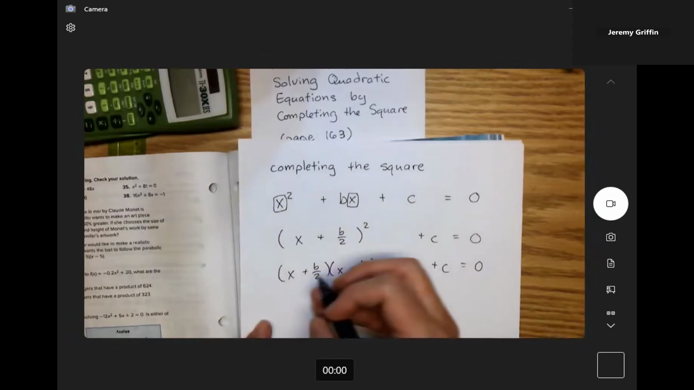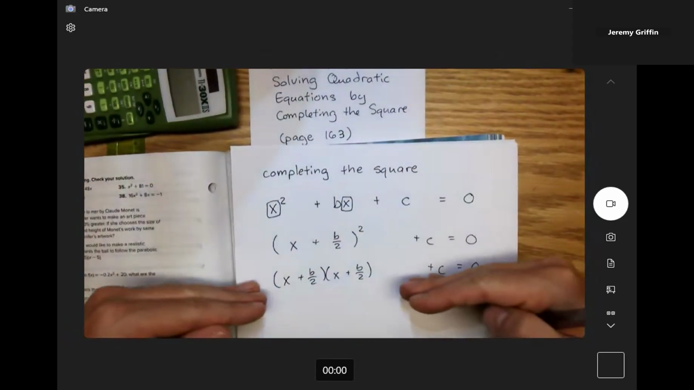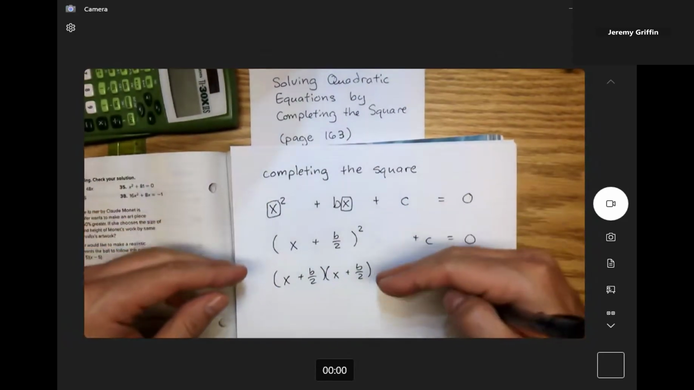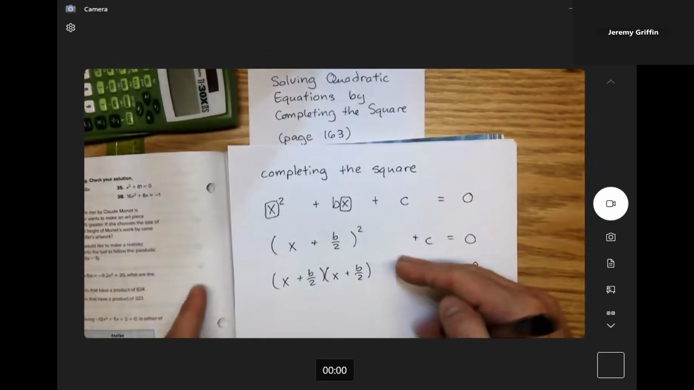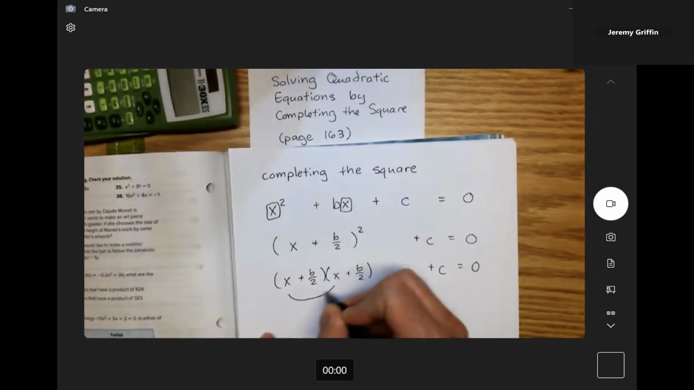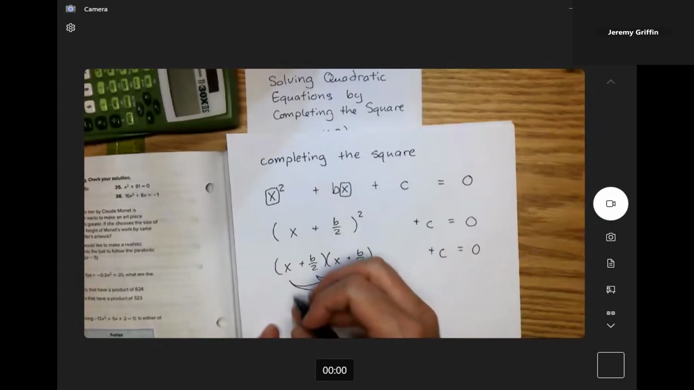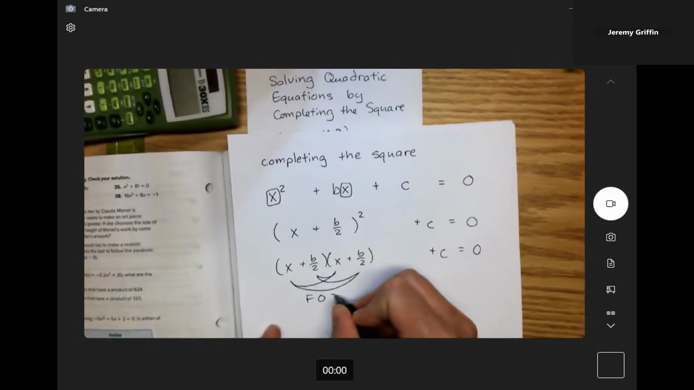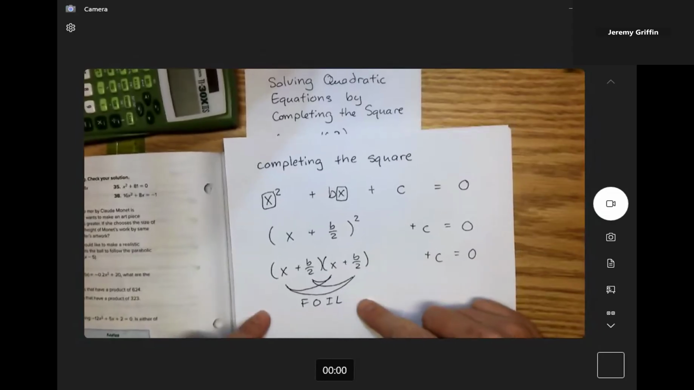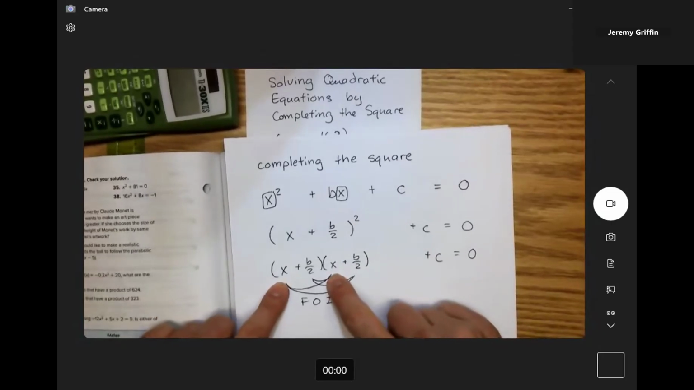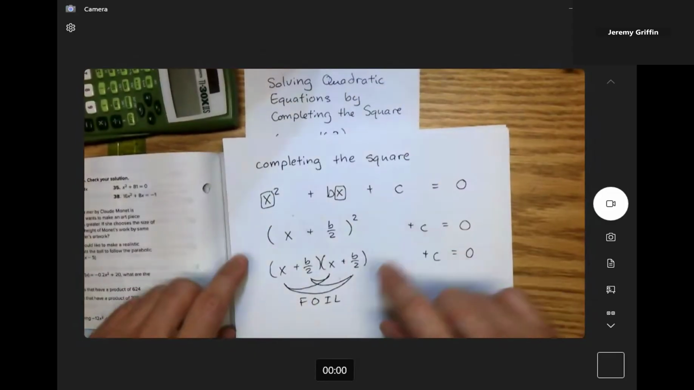Now, if you FOIL this out, you're working backwards to check your work, right? Because we did factoring. Did I correctly factor this? Well, if I FOIL this, F-O-I-L, it should lead me back in. Everything should be correct. First, outside, inside, last. Let's see how this compares. So x times x is x squared. Good so far.